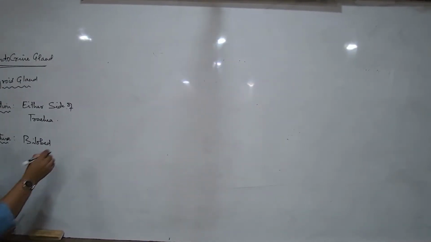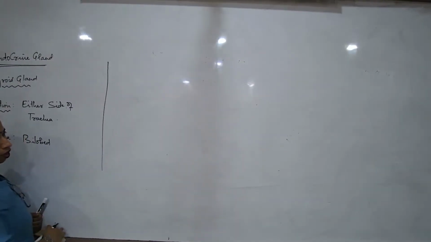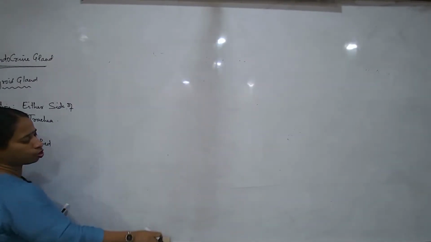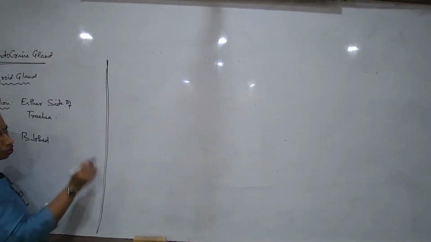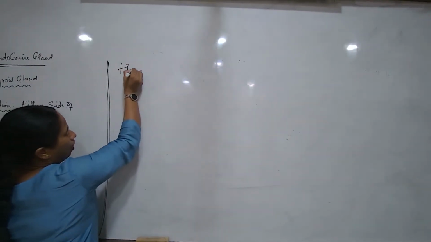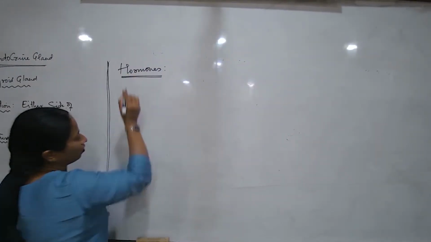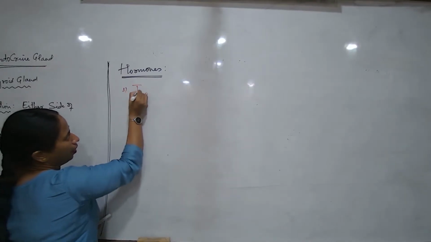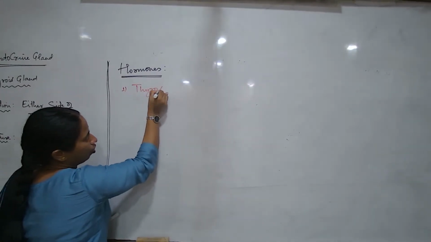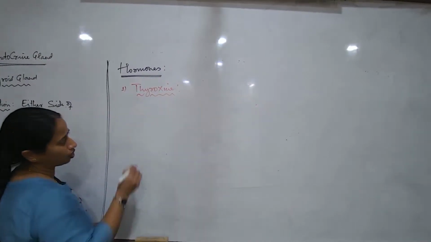Next is talking about the hormones and the function. We talk about what are the major hormones produced by this organ. What are the major hormones produced by the gland? Only one hormone we are studying for the thyroid gland. What is the name of the hormone? The name of the hormone is thyroxine.